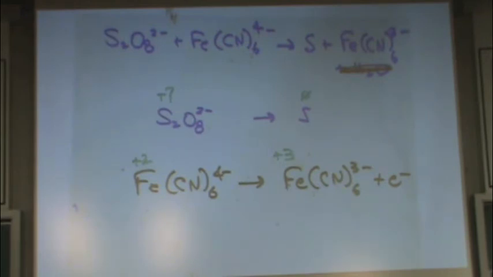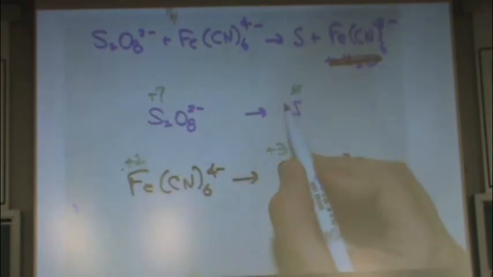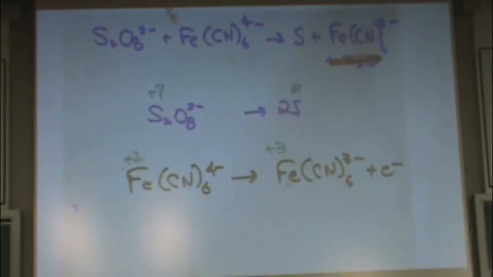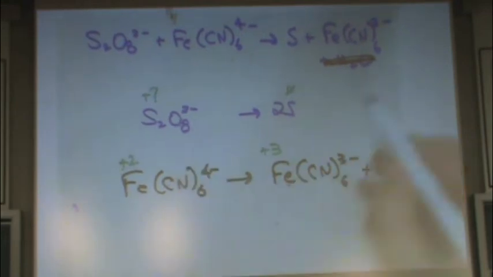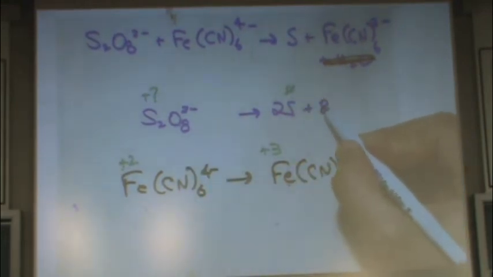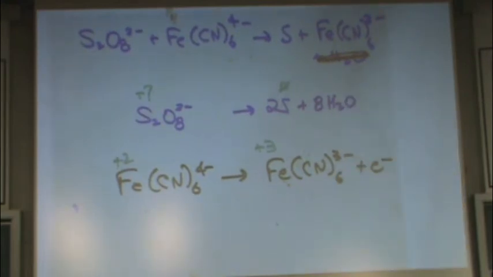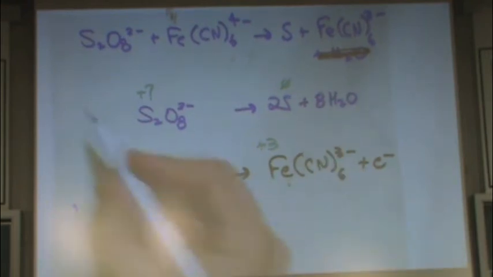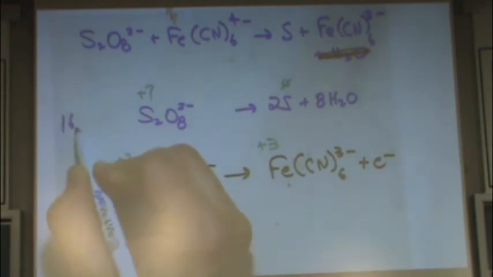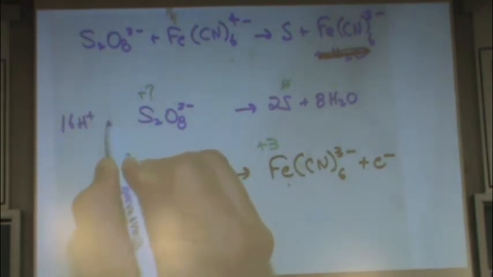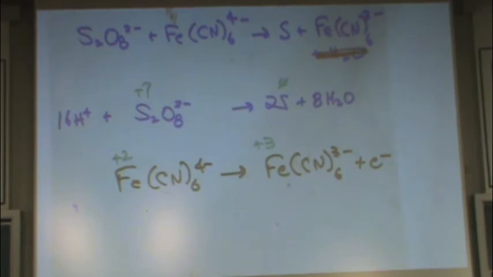Step 1, balance whatever is not oxygen or hydrogen. That's sulfur. We need 2 sulfurs there. Step 2, balance the oxygens with water. There's 8 here, so I'll need 8 H2O. So now there's 8 oxygens on both sides. Step 3, balance the hydrogens. There's 16 over there, so I need 16 H pluses. Now there's 16 hydrogens on both sides.